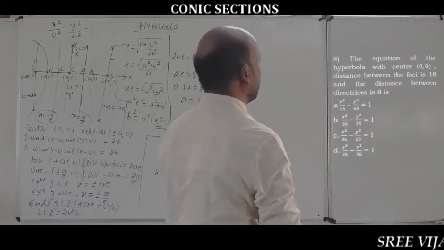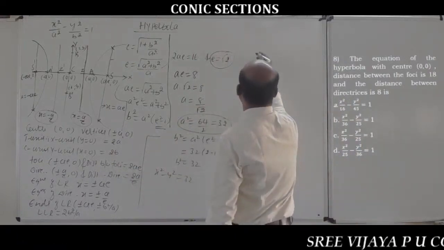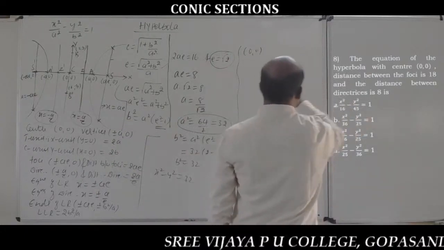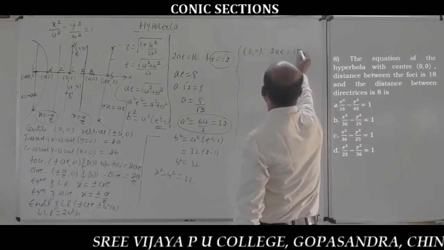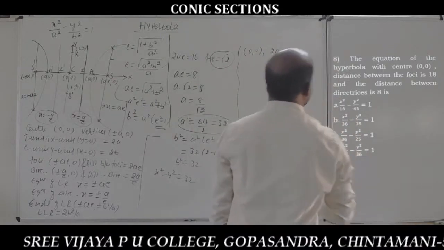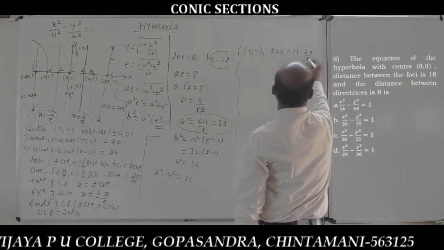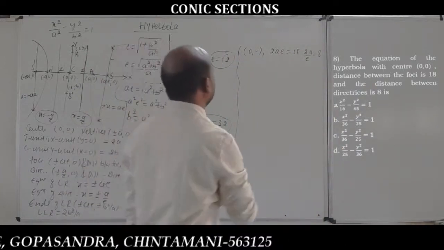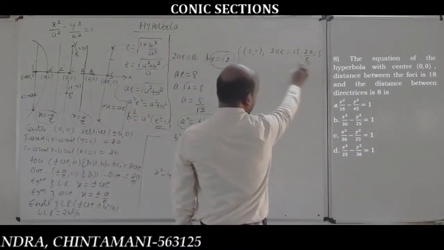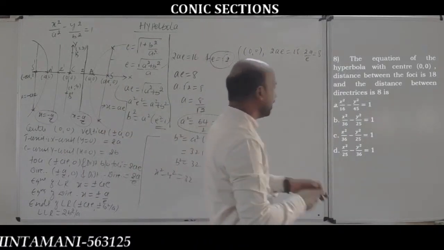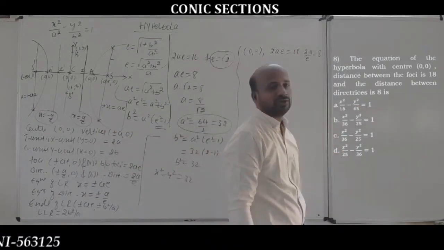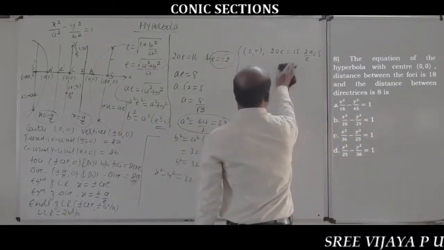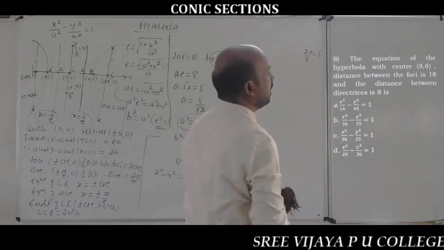The equation of the hyperbola with center at 0, 0, distance between the foci 2AE is 18 and the distance between the directrices 2A by E is 8. Then the equation of the hyperbola? What is given? Center 0, 0, distance between the foci. Observe the options given here. The standard formula x square by a square minus y square by b square equals 1 should be taken. Distance between the foci is given, it is 18, and distance between the directrices is 8.